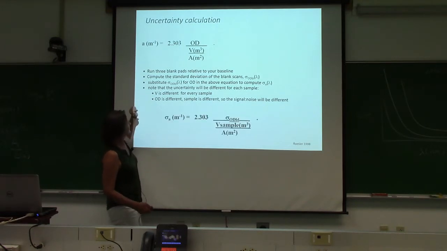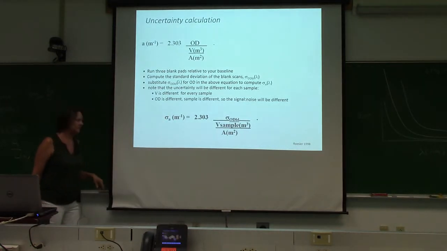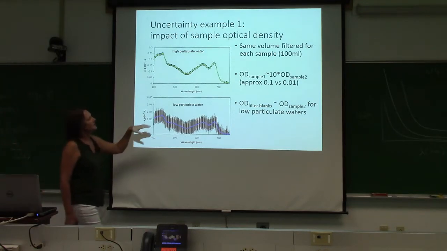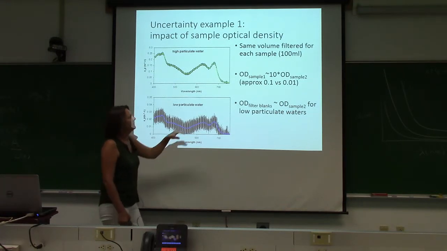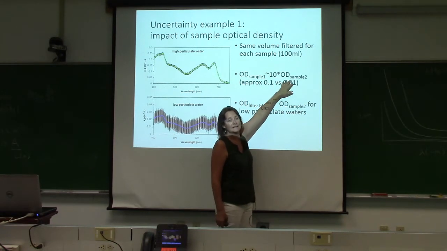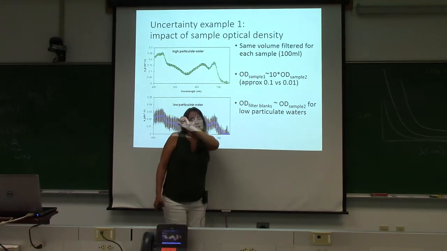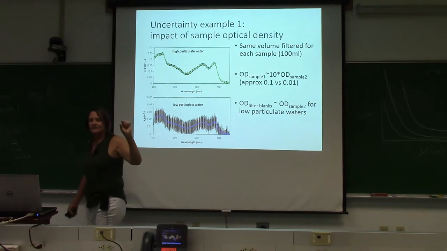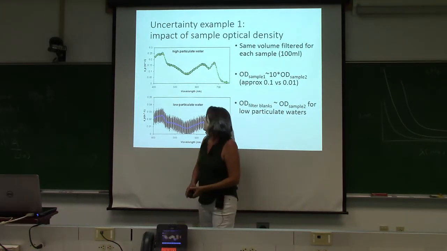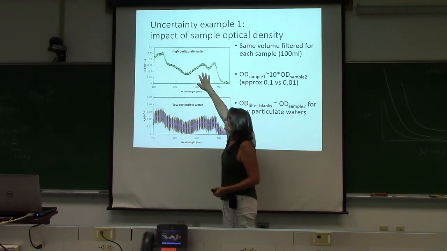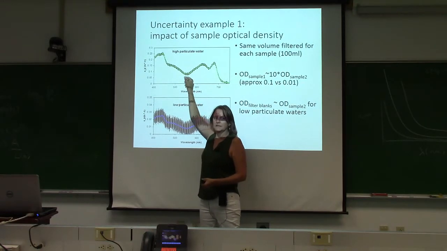It's just that equation with that spectrum in there, and this is what it looks like. Here's an example with two different samples. I filtered the same volume, say 100 mils, but the optical density of sample 1 was 10 times as high as the optical density of sample 2. There was just more stuff in it. I put that sigma spectrum from my blank filter pads into the equation with 100 mils as the volume. Those are my error bars. So here's the high particle water, here's the low particle water. I have a nice absorption spectrum for each, right? But look at the uncertainty.